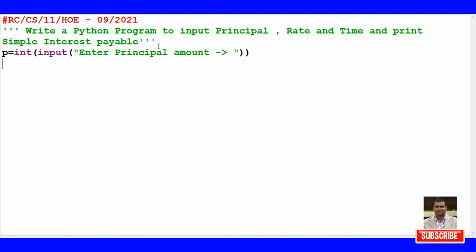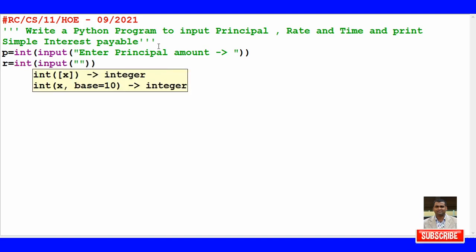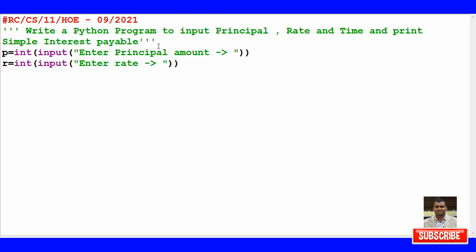Again I'm going to take r for rate. Rate is equal to, again I'm going to write integer typecasting, and then input. Then here I am going to ask a prompt: enter rate. Okay, so rate is to be entered. Done.